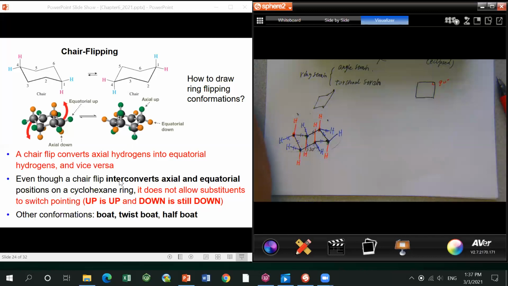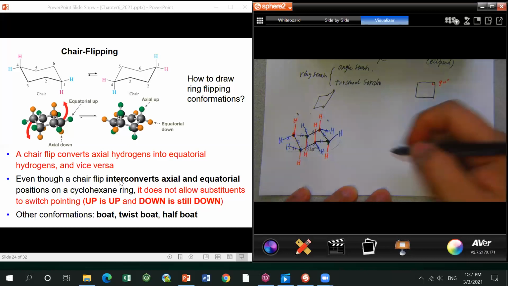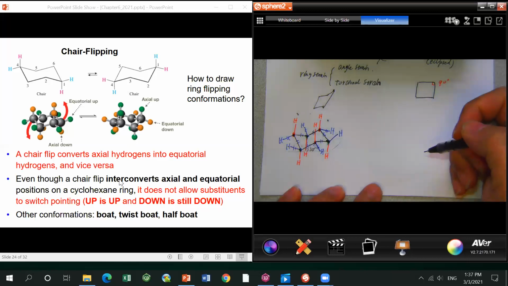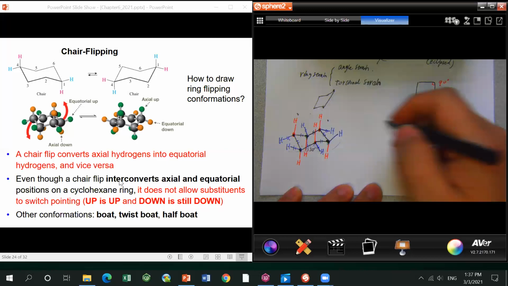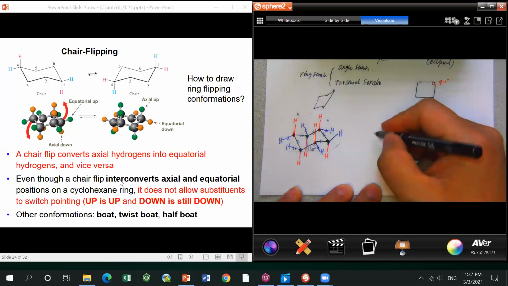All right, so here comes the most difficult thing. How do we draw the reflipped structure? A lot of students get confused. So again, take out your pencil and get the paper. Here I'll show you how to draw the reflipped one.